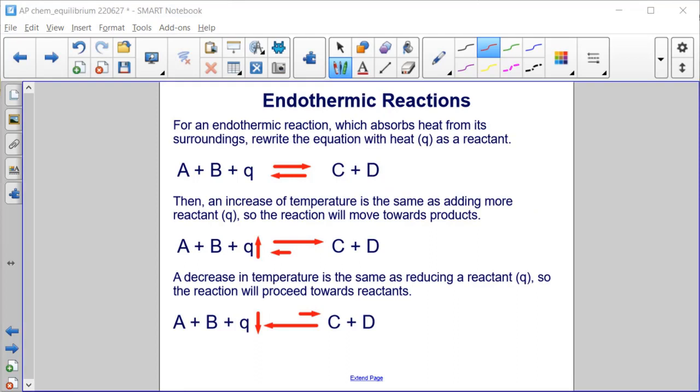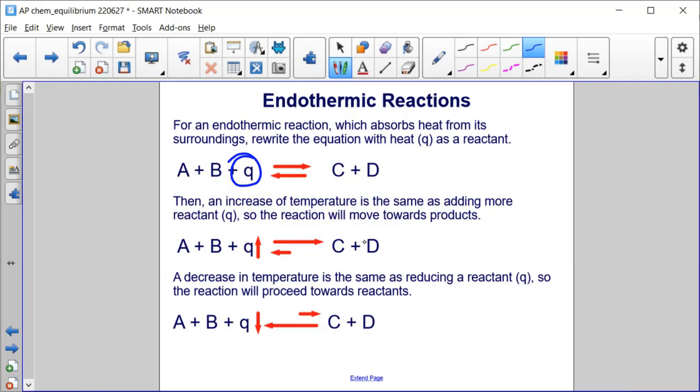For an endothermic reaction, which absorbs heat from its surroundings, rewrite the equation with heat Q as a reactant. Then, an increase in temperature is the same as adding more of a reactant. If we have excess reactant, we've got to use it up, so the reaction will move toward the products. Equilibrium will shift towards the products.